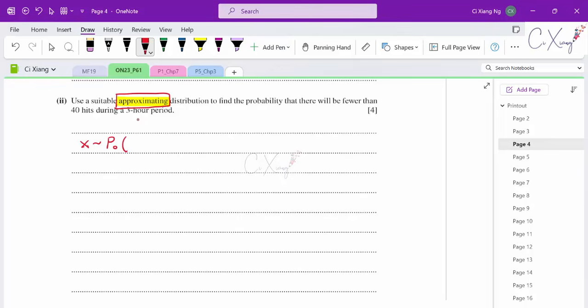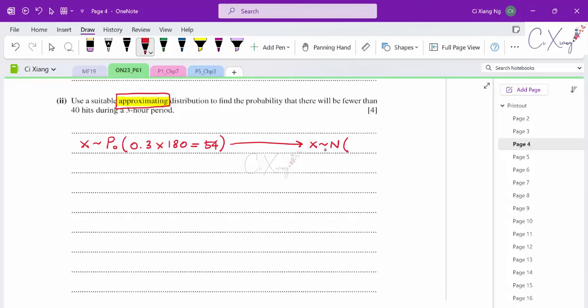Again, 1 minute is 0.3 hit. So 3 hours means 180 minutes, so you have to multiply by 180. Therefore, you get 54. When your lambda, or the mean, is more than 15, basically you can change the Poisson distribution to normal. That's why they're asking us to use the approximate distribution here. So we are changing Poisson to a normal distribution.